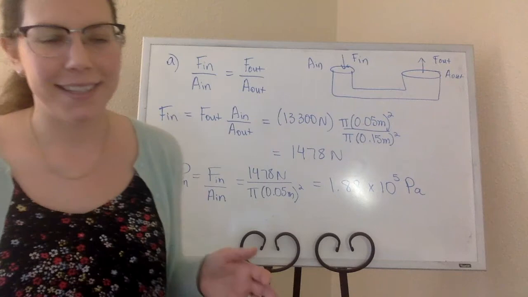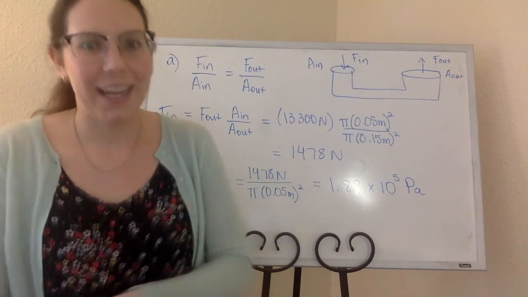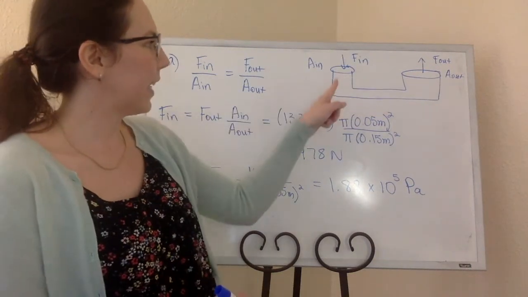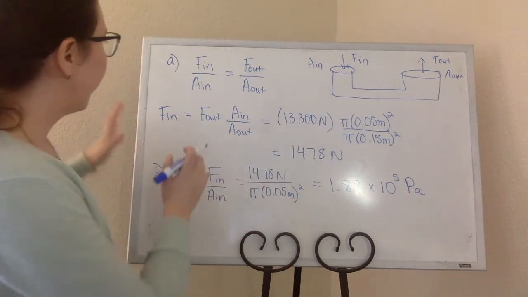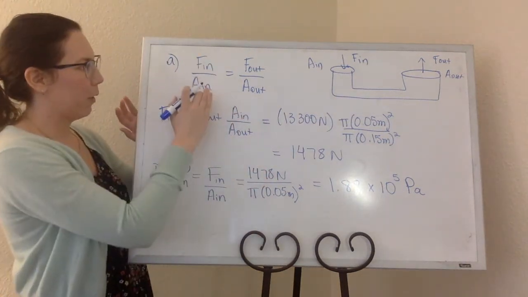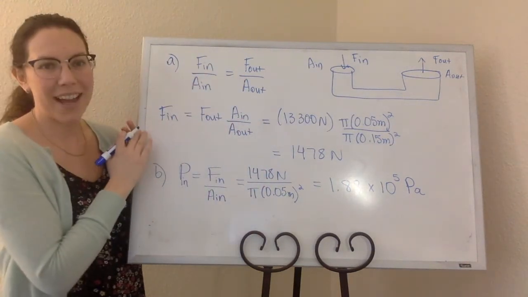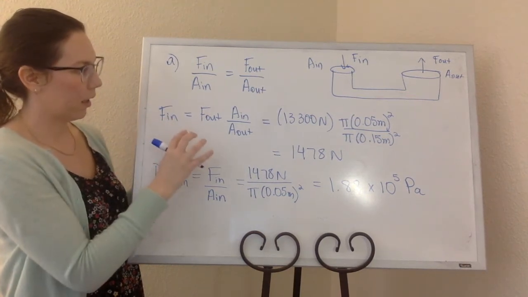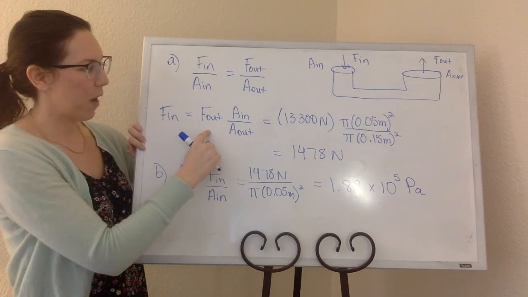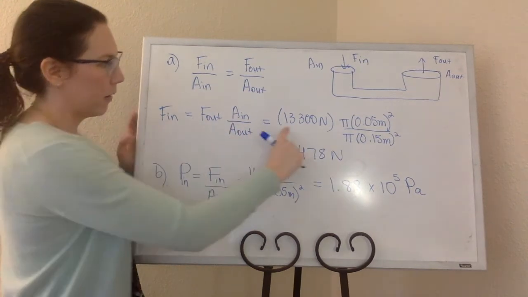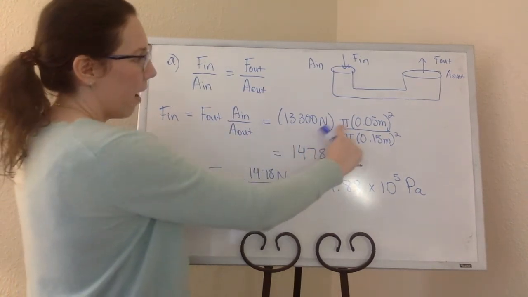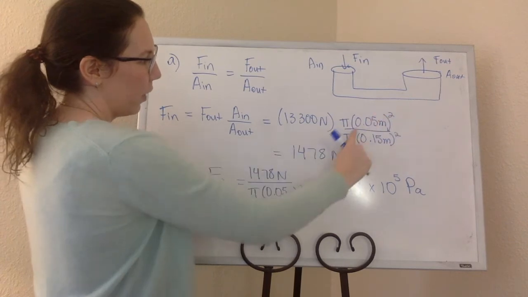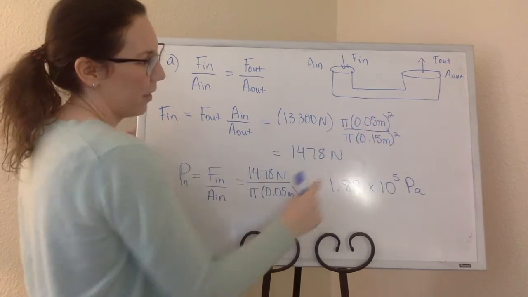Alright, so it looks like the setup of our hydraulic lift that I had on the board before. I've drawn it again here. And we can apply this ratio relationship, F in over A in equals F out over A out, and we're solving for the input force to lift this car. So rearranging gives me F in equals A in over A out times F out, so F in here, pi times 0.05 meters squared over pi times 0.15 meters squared.